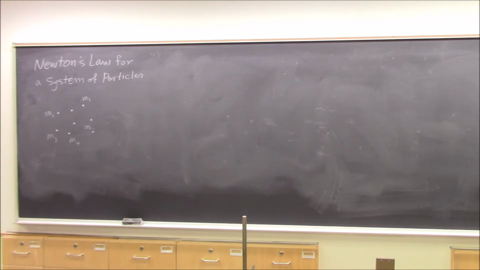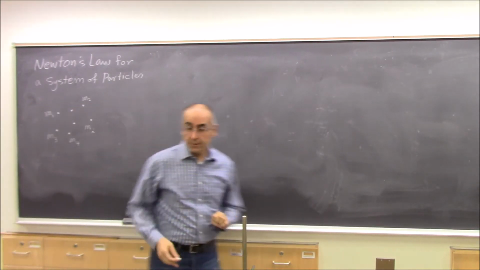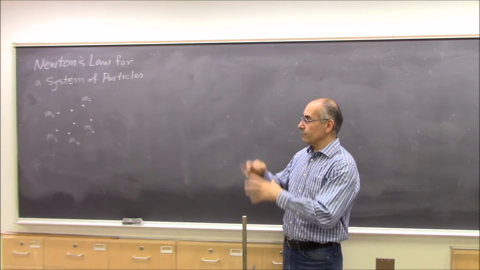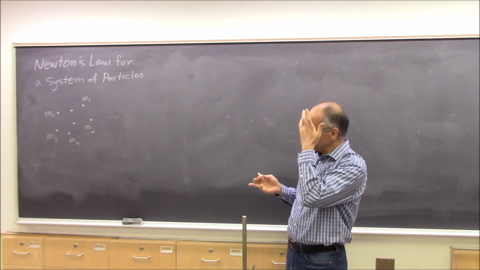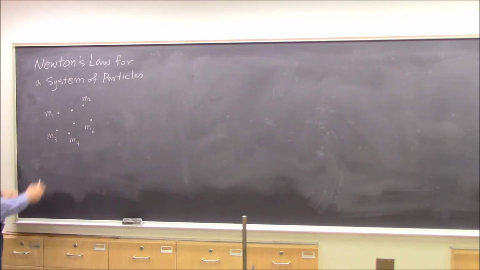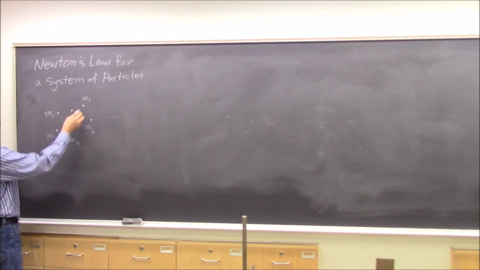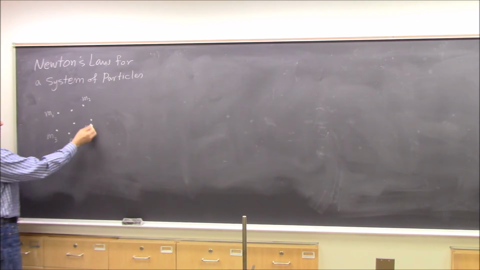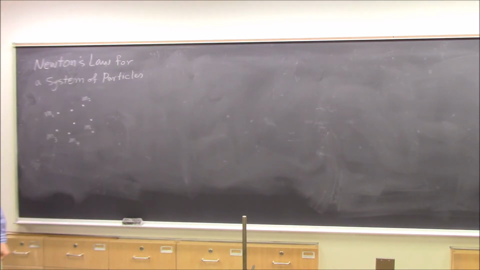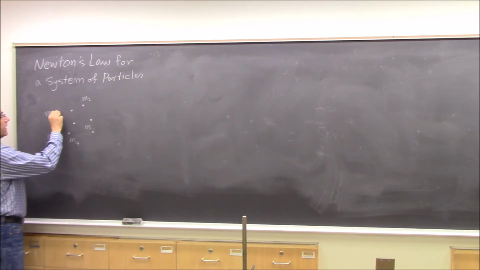If we have a system of particles, we want to see how Newton's law can be expressed in terms of the whole system. Suppose these are a collection of particles, M1, M2, M3, M4. In general, we call Mi, where i goes from 1 to whatever number of particles we have, and each one has a force acting on it.